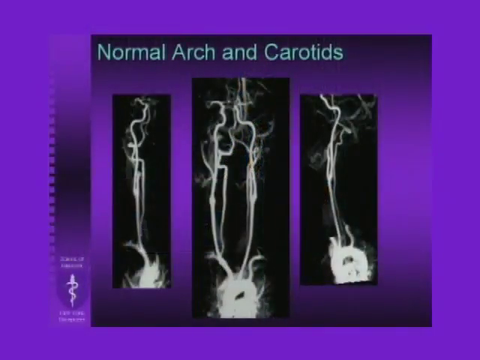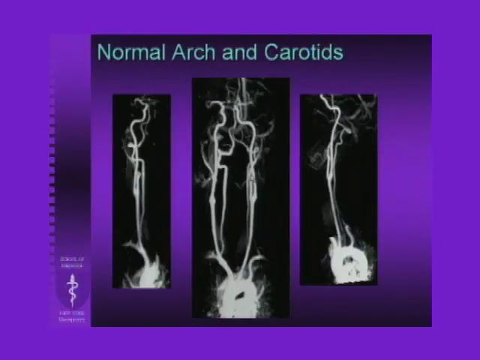So we tend to do the timing run just because it's more accurate in terms of getting the exact time. So this is sort of the state of the art, I would say, in how this works. You can get the entire arch and carotids all the way up to the intracranial bifurcation here in one shot.